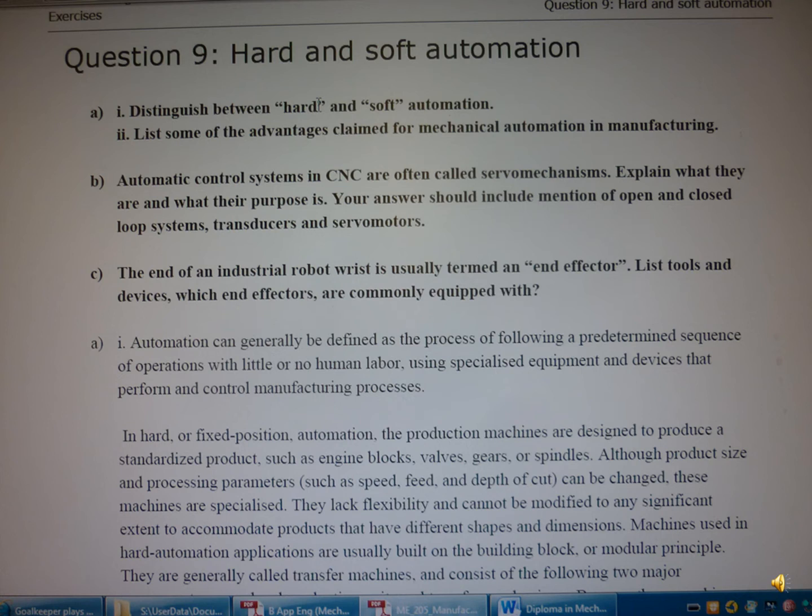Although the product size and the processing parameters, such as the speed and the depth of cut, can be changed, these machines are specialized. They lack flexibility and cannot be modified to any significant extent to accommodate products that have different shapes and dimensions. Machines used in hard automation applications are usually based on the building block or modular principle. They are generally called transfer machines and consist of two major components.